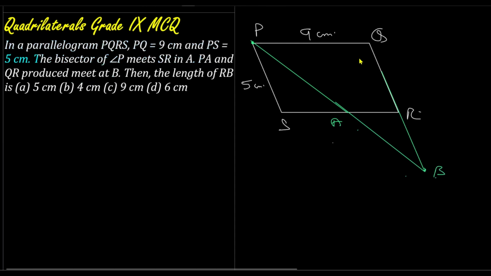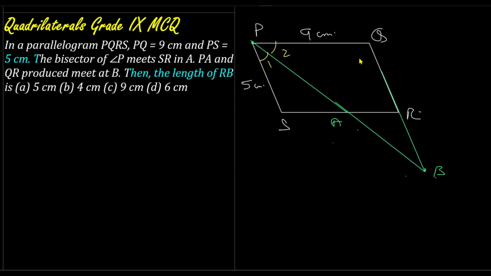Now what we have to find out is the length of RB. This is the length of RB that we have to get. First of all, we have these two angles as equal, since this is the bisector. So I can write angle 1 is equal to angle 2.